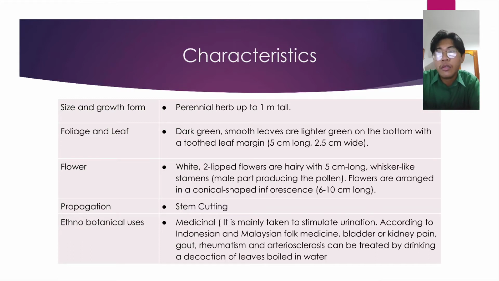Cat whiskers is a perennial herb that can grow up to 1 meter tall. The leaf of the plant is dark green, and the flower is a two-lipped flower with hairy whiskers, 5 cm long. The propagation technique used for this plant is stem cutting. And the ethnobotanical use for this plant is mainly medicinal.